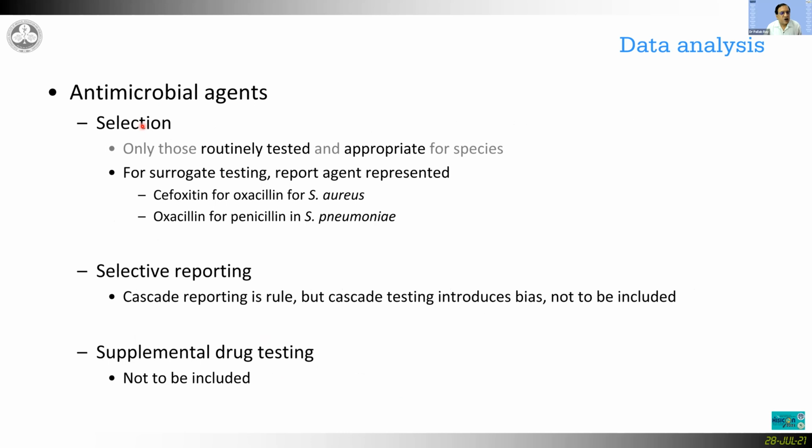Antimicrobial agents: only those routinely tested and appropriate for the species and for the disease syndrome should be reported. For surrogate testing, for example cefoxitin for oxacillin, report the agent that is represented, not the agent that is tested as a surrogate marker. Similarly, oxacillin for penicillin in Streptococcus pneumoniae, we shouldn't report it as oxacillin, or the clinician will get confused: shall we treat the patient with oxacillin? Selective reporting, as I have already said, cascade reporting is the rule, but cascade testing introduces bias, therefore not to be included. Supplemental drug testing is not to be included.